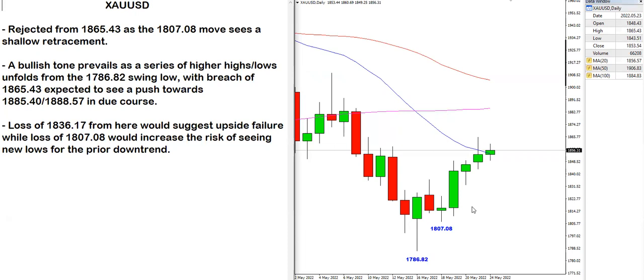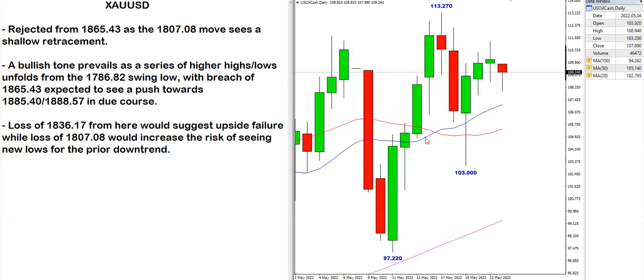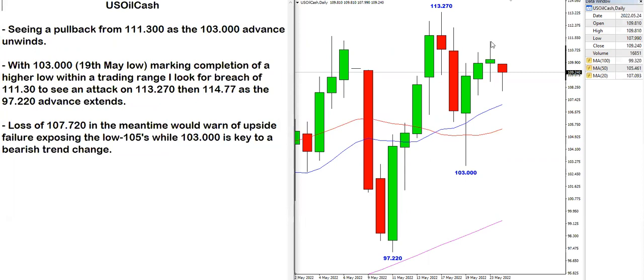So as long as we can hold above that level, I'm not really looking for new lows for the previous trend. Across to crude. So crude, we're seeing a bit of a pullback from 111.30, which is just a little bit below the old swing high here.